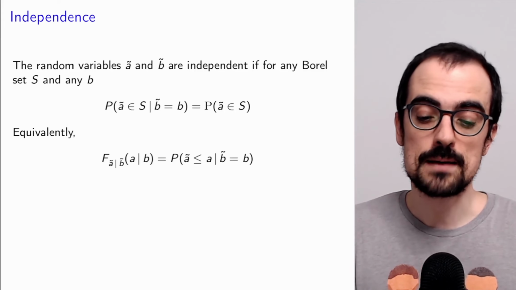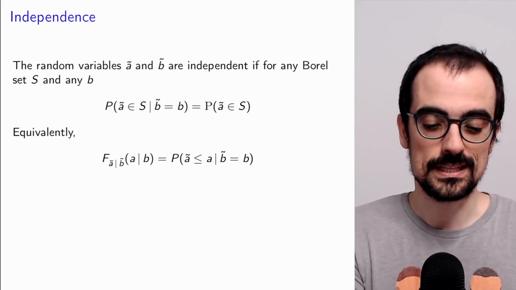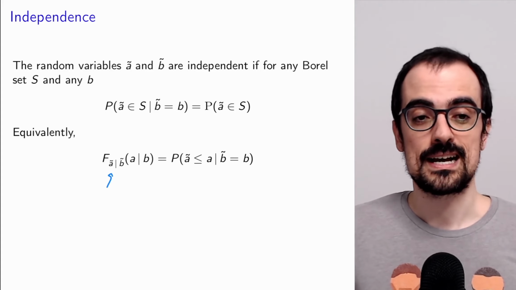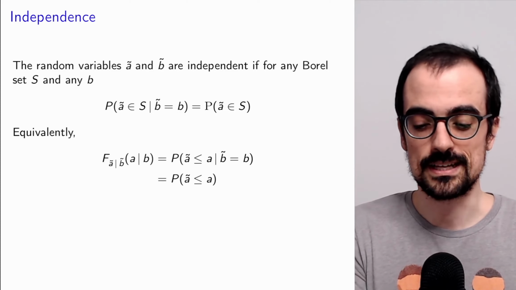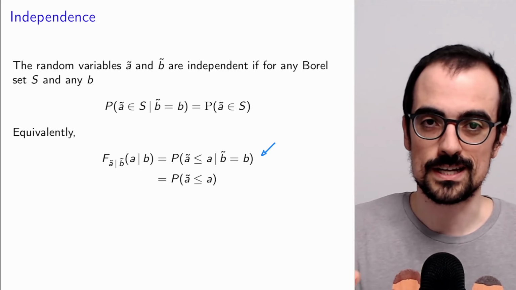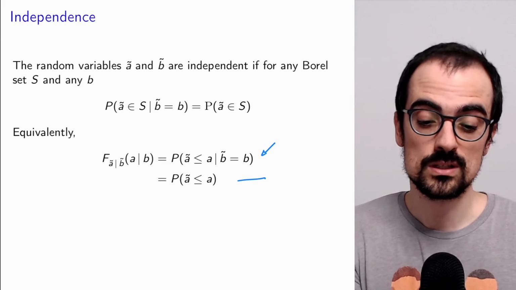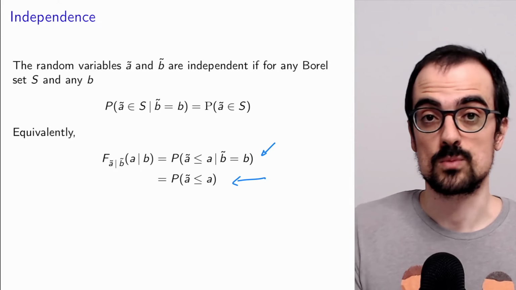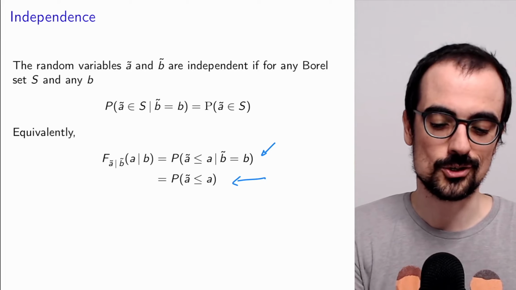In order for this to happen, the conditional CDF of A given B has to be equal to, so what is that CDF equal to? It's the probability that A is smaller than a certain value conditioned on the value of B. That has to always be equal to the probability that A is smaller or equal to that constant.